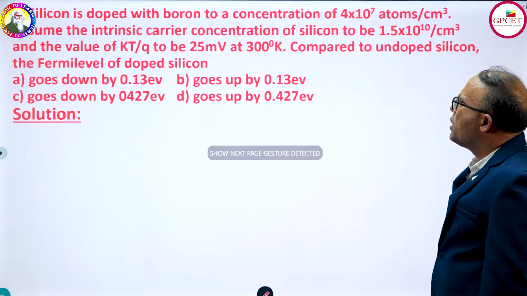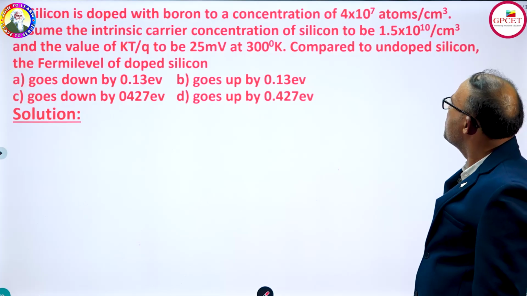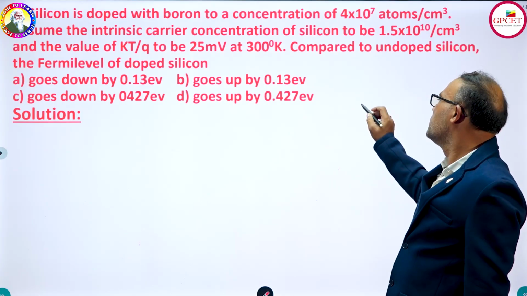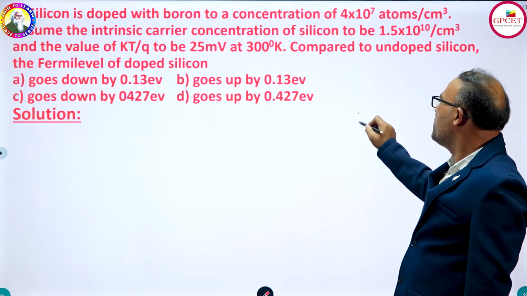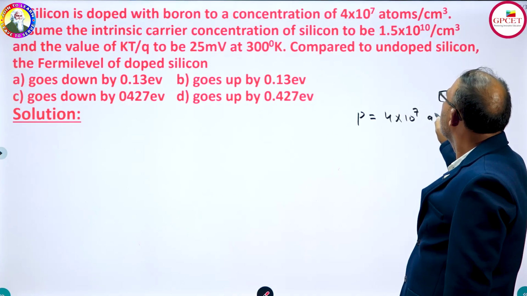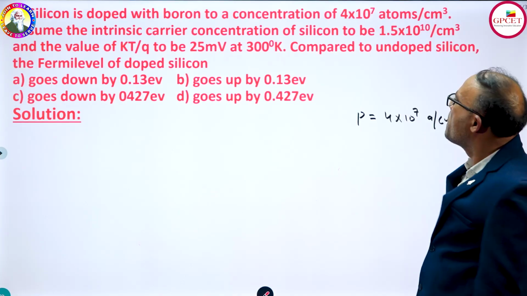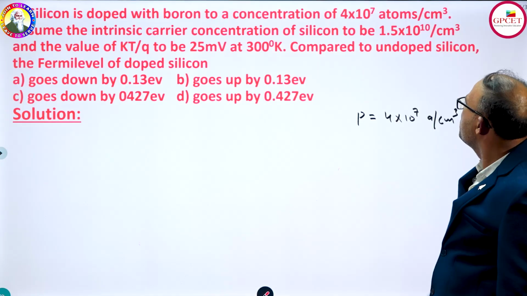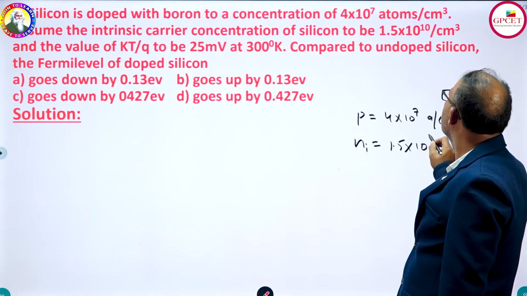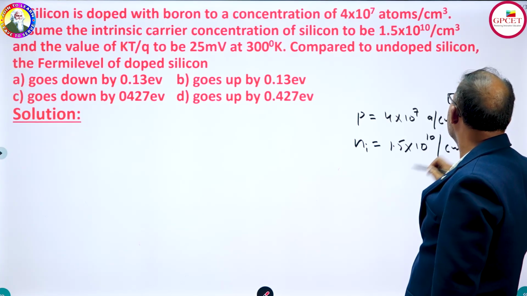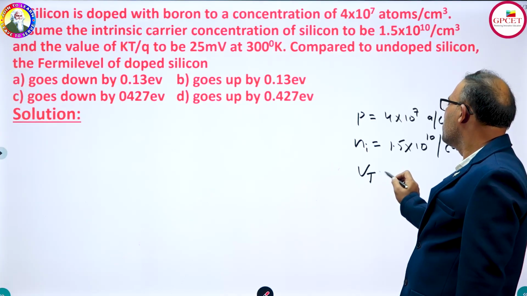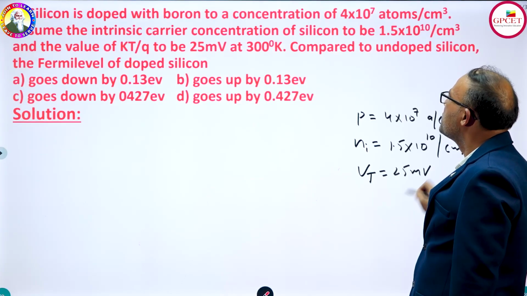Silicon is doped with boron to a concentration of 4 × 10^7. So boron means what? It's a P-type. P-type means P-type semiconductor. So the P-type concentration is given, P is equal to 4 × 10^7 atoms per centimeter cube. Assume the intrinsic carrier concentration of silicon, Ni is equal to 1.5 × 10^10 per centimeter cube, and the value of kT by q to be 25 millivolts. Vt is given as 25 millivolts at room temperature.